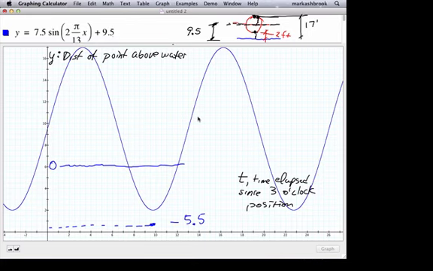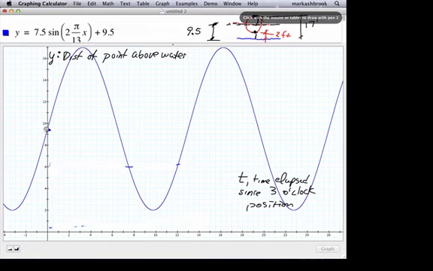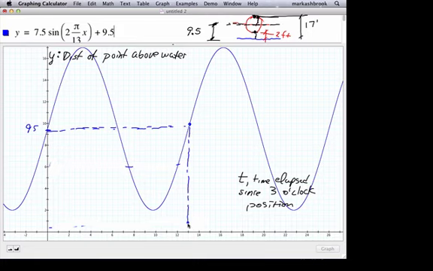Okay, now what about now? Did it work? So what's our minimum? 2, right? Minimum 2, maximum 17. Where's the midline? Right there, 9.5. Is one cycle in the right place? So one cycle is how many seconds? Yeah, that was our period.